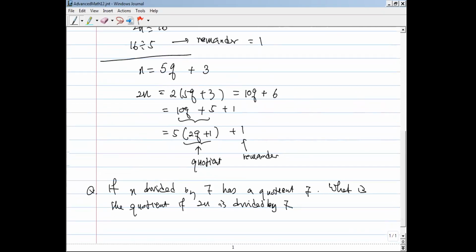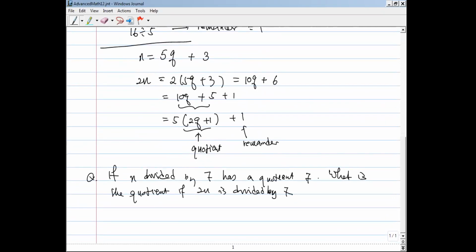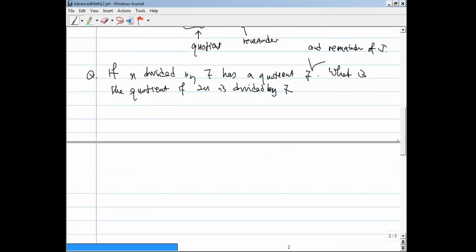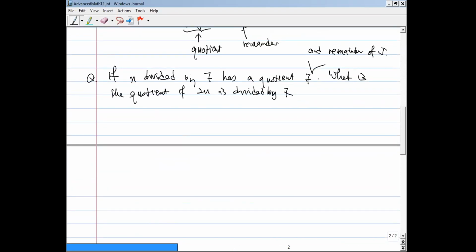Okay, so this cannot be determined. I need the remainder of 5. If I have this information, then I can solve the answer. This is pretty straightforward. You just need to know the relationship between the original number and the quotient and remainder.